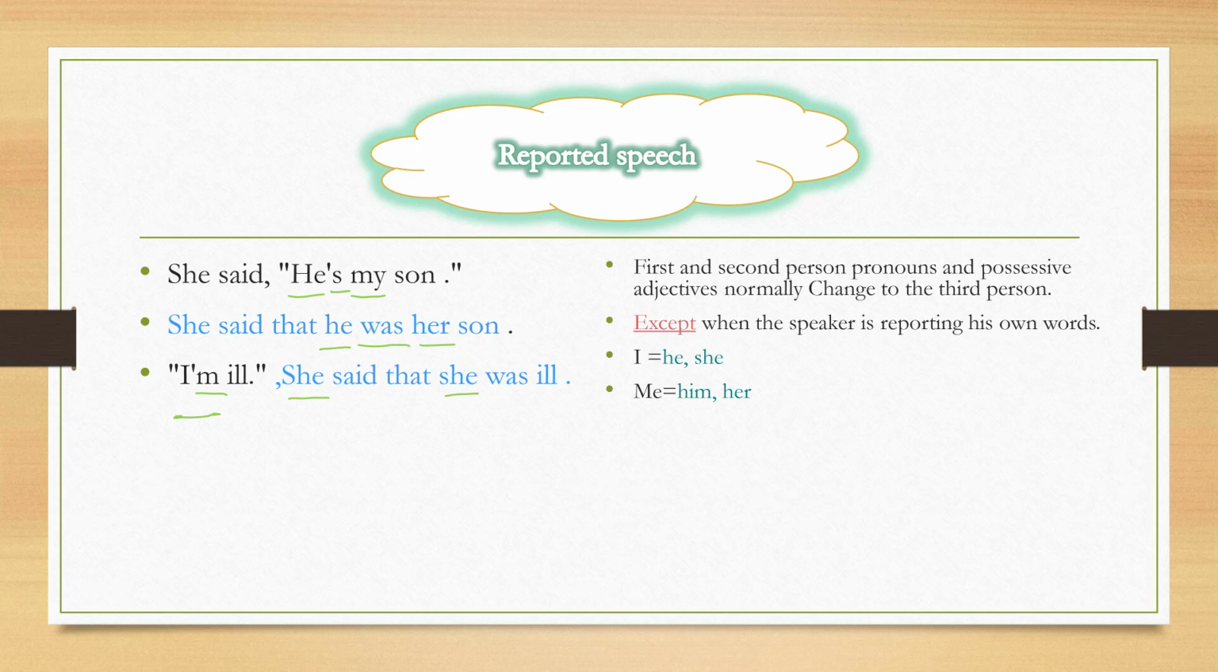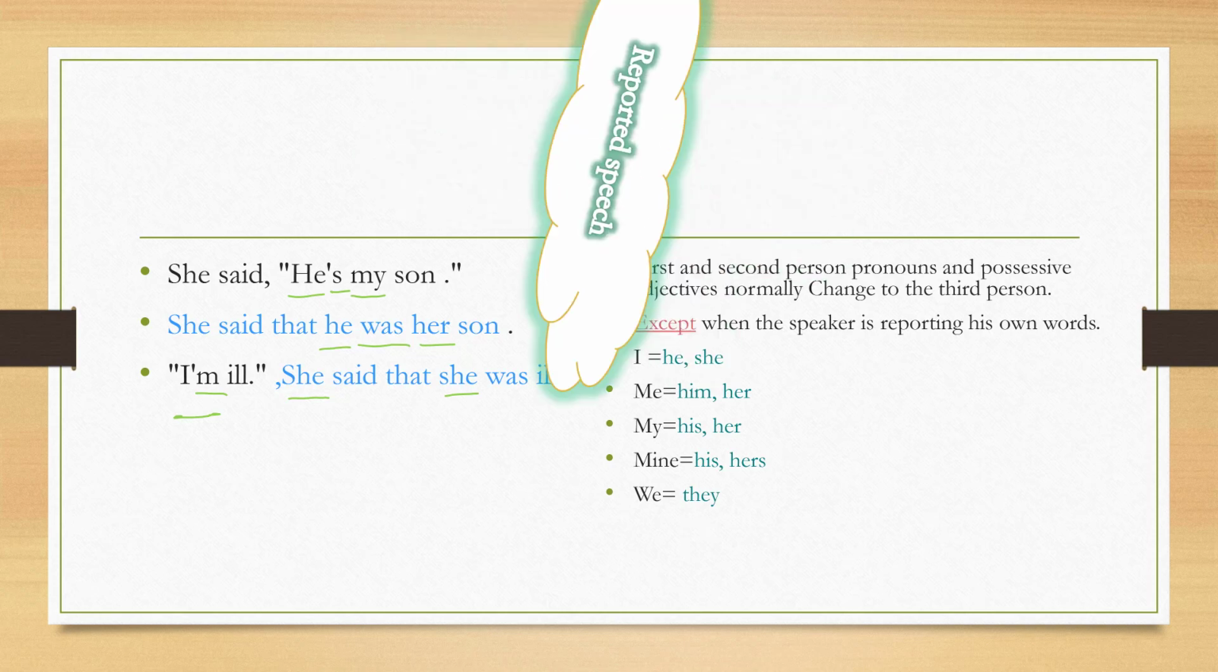Number one, I is changed into he and she. Me is changed into him and her. My is changed into his and her. Mine is changed into his and hers. And we is changed into they.